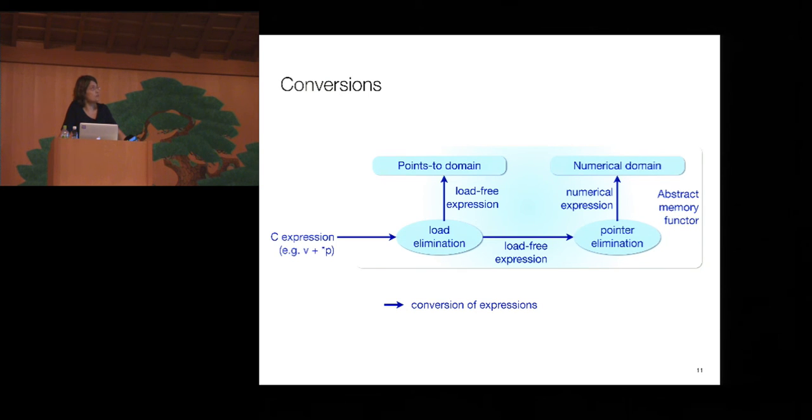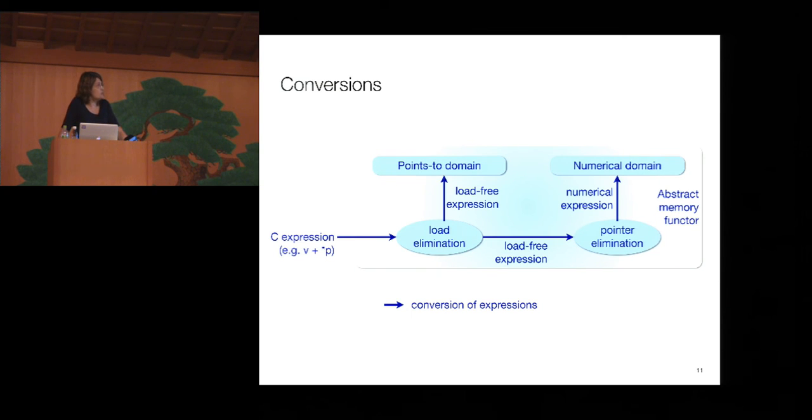There are two kinds of conversions. The first one is the elimination of loads. For instance, here we have a C expression, V plus star P, where P is a pointer to an integer. This is the initial C expression, and I need to convert it so that it can be used by the abstract numerical domain without a load to the cell pointed by P, in this example, and without pointers, because in the numerical abstract domain, we do not have such features.